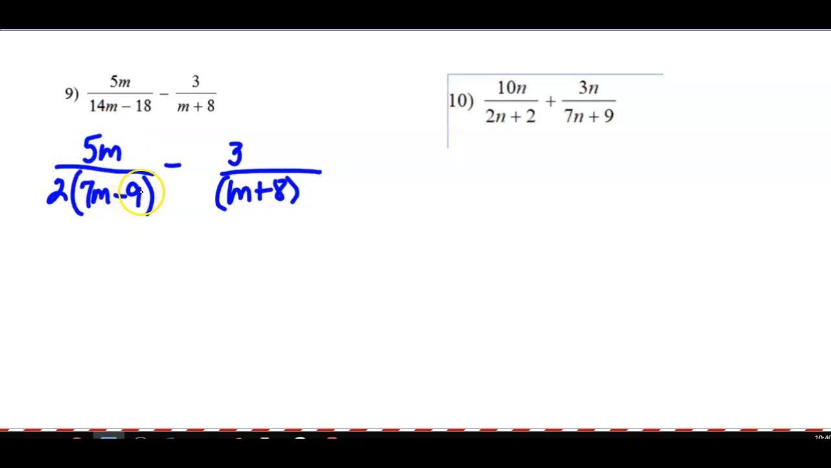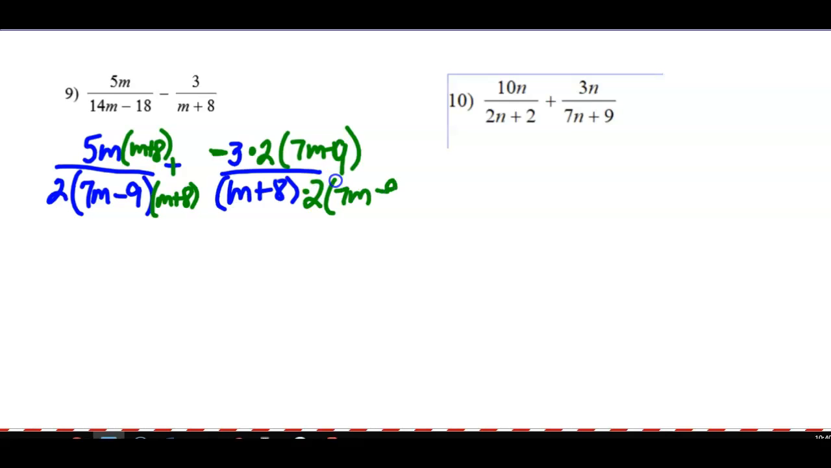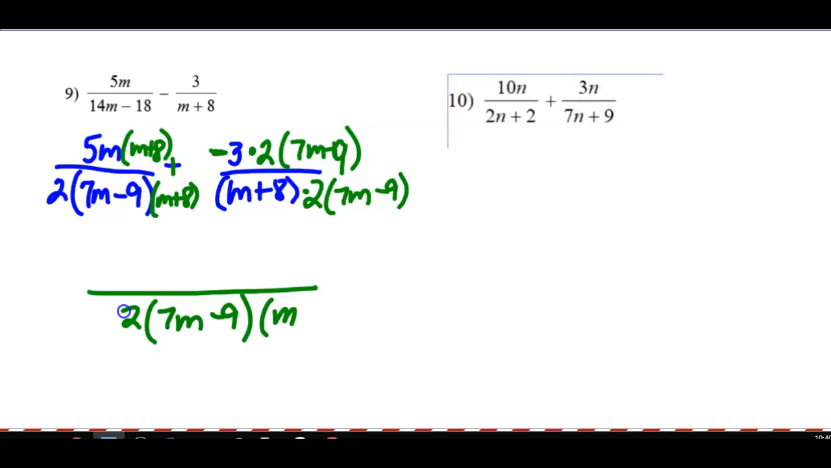So this one needs an m plus 8 over an m plus 8. And this one, remember, we might want to change this to plus and negative, so remember to distribute it, because this one needs both a 2 and a 7m minus 9. So that both denominators have a 2, an m plus 8, and a 7m minus 9. Okay, so our new common denominator has a 2, a 7m minus 9, and an m plus 8.